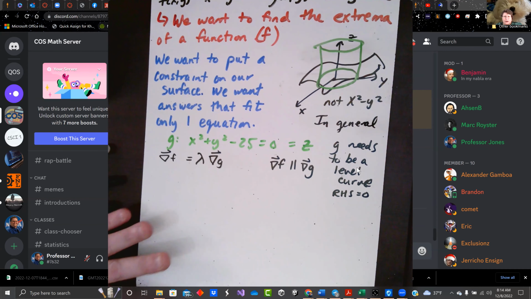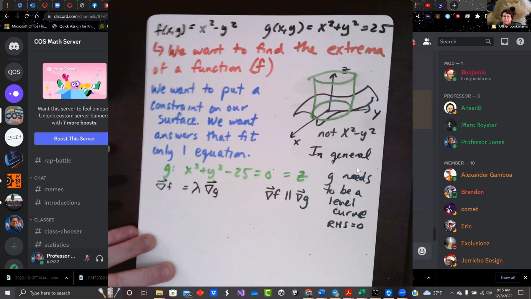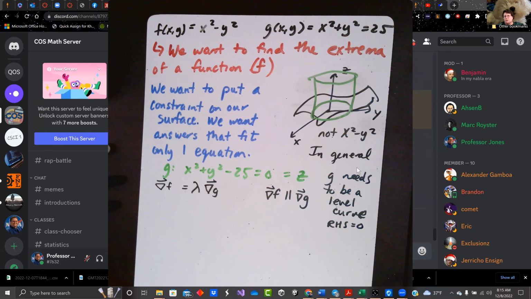So f of x, y covers everywhere. We want to constrain where we're checking for answers to a certain formula. So how do we do that?